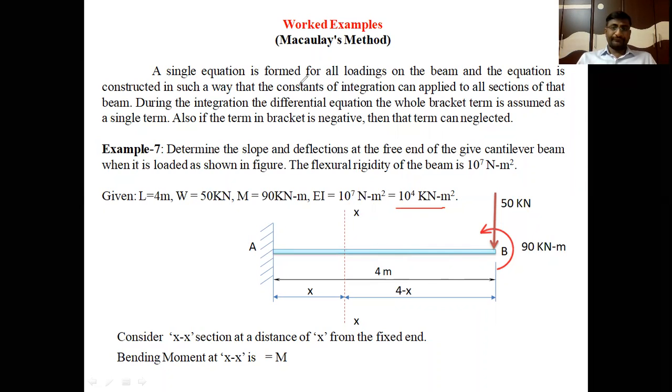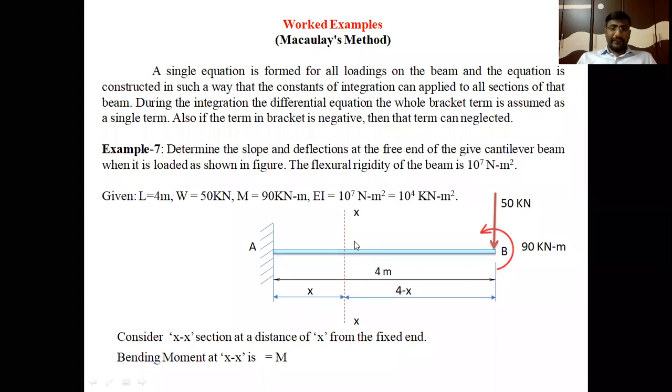Clear, students? So consider a section XX at a distance of x from the fixed support, the fixed end. By considering the section XX, write the bending moment equation at XX. What is the bending moment equation at XX? Let us take M as the bending moment at XX. What is the M value from the given problem? So how to write the bending equation here?